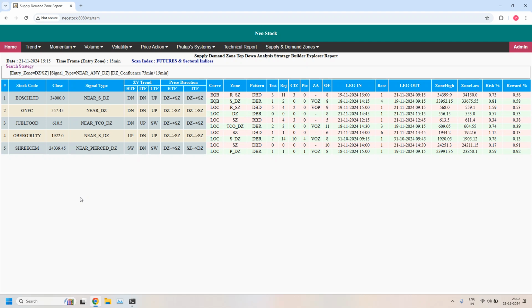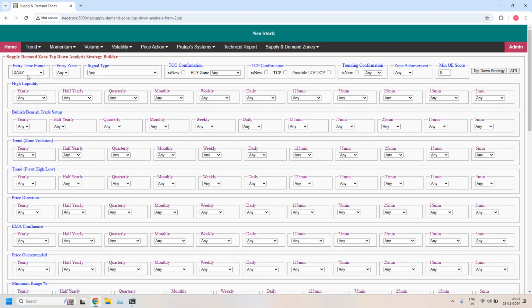Now we got all 5 stocks are having it, but one stock is pierced. Ignore that zone. Even this one also pierced. 2 zones are pierced. Last 2 zones you cannot use. Okay, next 15 minutes time frame.